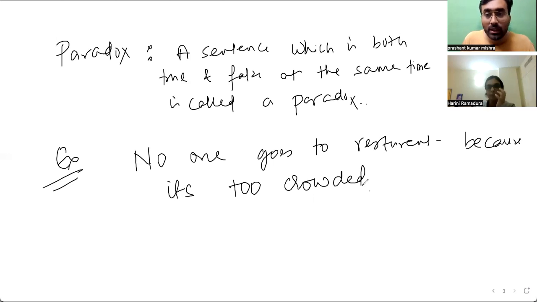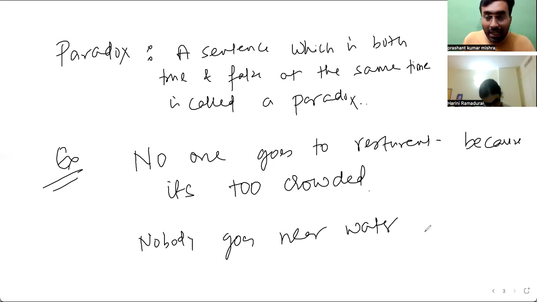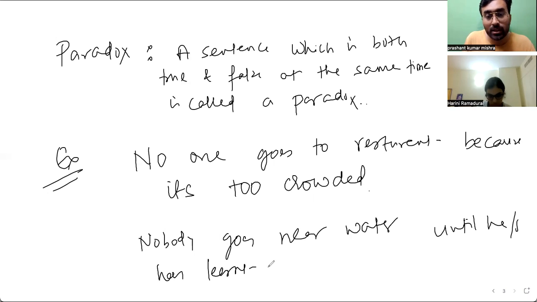Now, the next example we can say is: nobody goes near water until he or she has learned swimming. So this is also a paradox. How will you learn swimming without going near the water? You have to go to the water for learning swimming. So this is called a paradox.